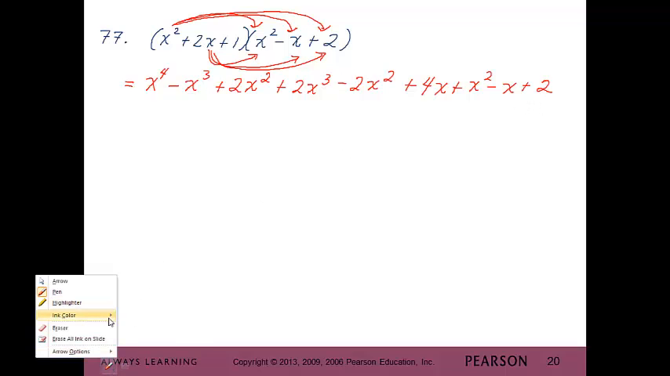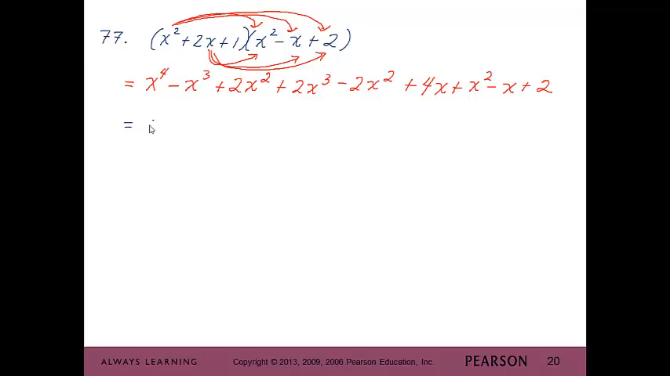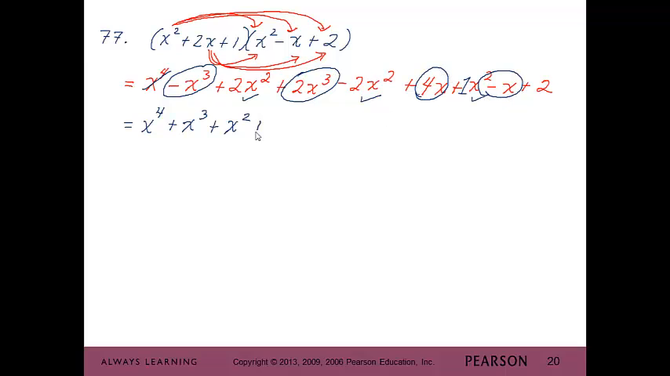Now we need to combine our like terms. So we have x to the fourth. And then we have negative 2x to the third plus 2x to the third. So that makes it plus x to the third power. And then 2x squared minus 4x squared plus x squared, which leaves us with negative x squared. And then positive 4x minus 2x makes that plus 2x, and then plus 2. And this is our final answer.